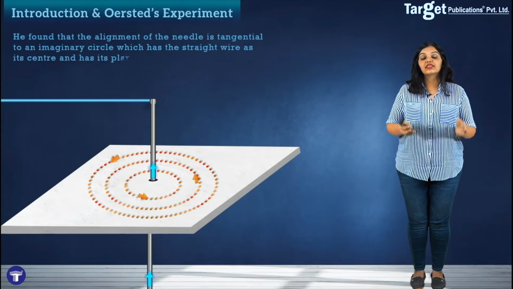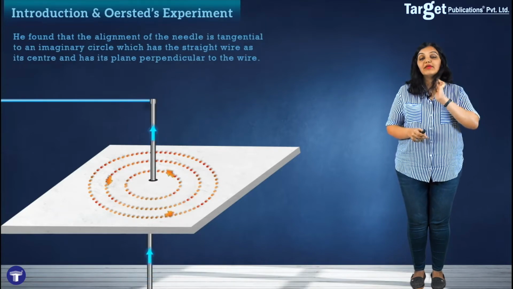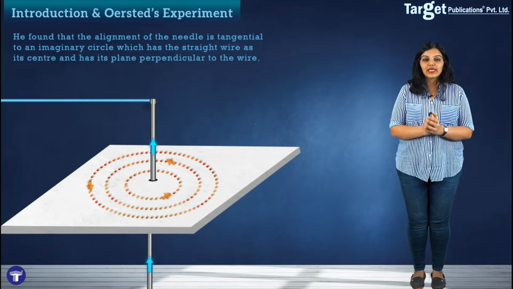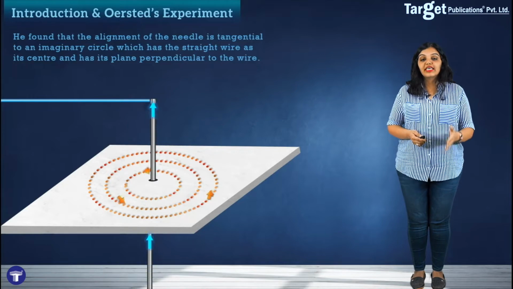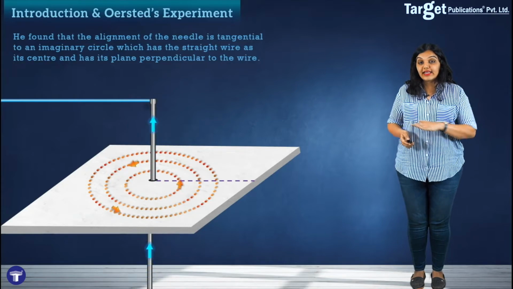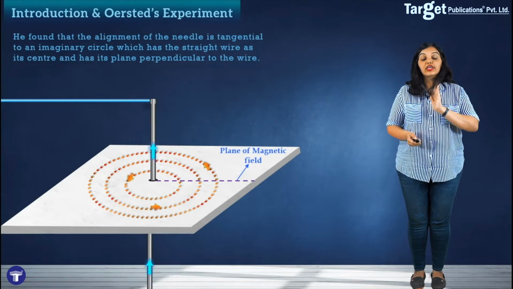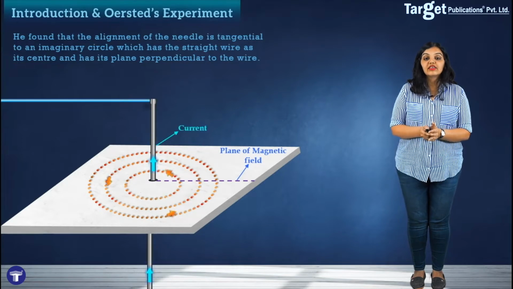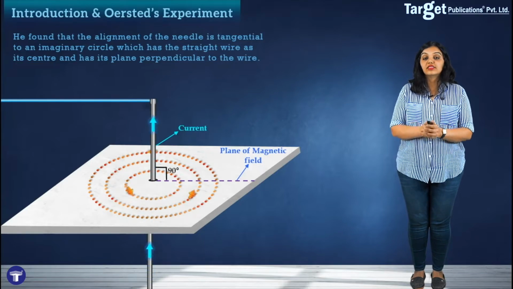He also saw that the alignment of the magnetic compass needle is tangential to an imaginary circle which has the straight wire as its center and its plane perpendicular to the wire, which means that this magnetic field is actually at 90 degrees to the straight current carrying wire. So you can see that the plane of the magnetic field is at 90 degrees to the current, and that's exactly what Oersted observed as well.